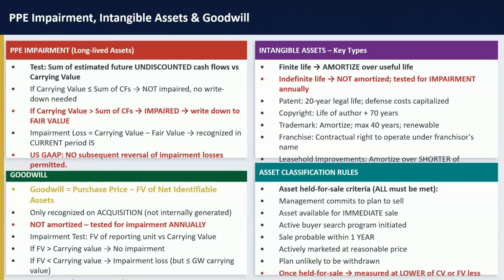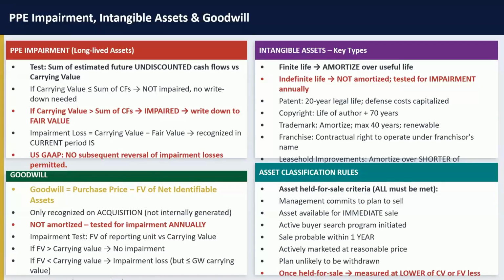So it's very simple. When your carrying value is greater than the market price that you're able to get from that asset, it is impaired. You're not able to sell it for profit at all. At that time, you have to impair it, and impairment loss will be recorded. Carrying value minus fair value will be recorded. Now, in US GAAP, there is no subsequent reversal of impairment losses permitted.